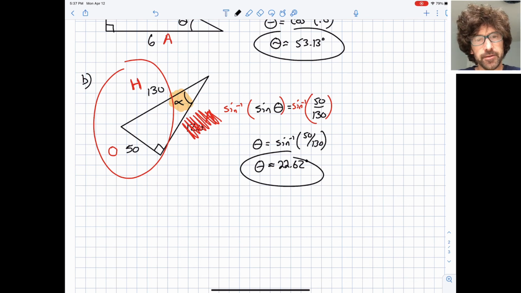All right, right triangle trigonometry, finding angles. We're going to label hypotenuse, opposite, and adjacent, pick a trig ratio, and then use the inverse trig button on our calculator to solve for the angle. And that is a good place to stop.